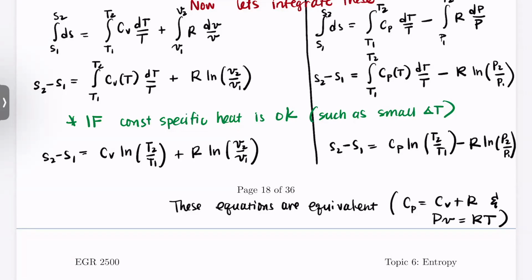So depending on the information that you have, whether it is temperatures and specific volumes, you can use Cv to find the change in entropy, or if you're given temperatures and pressures, you can use Cp to find the entropy difference, but they are equivalent, okay? Are there any questions? Okay, I'm going to end here and we'll save this example for next time because it's a little bit long. So I don't want to rush it.